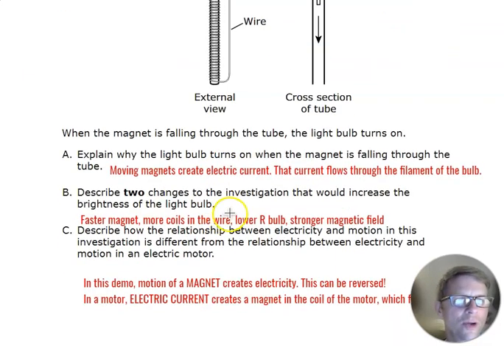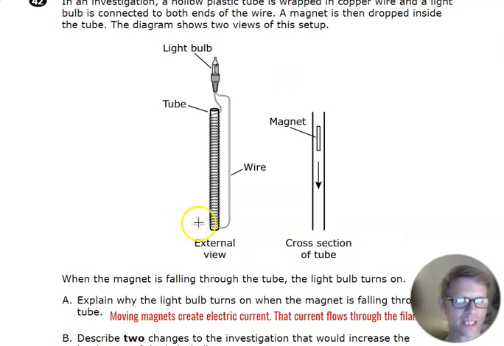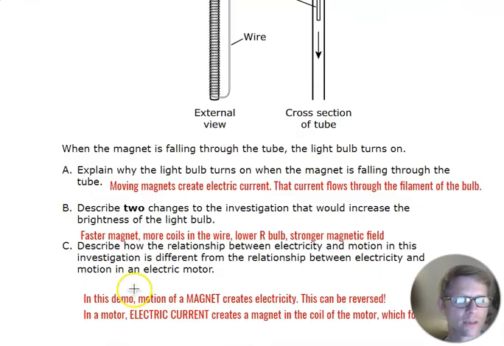Number 42, we're dropping a magnet. And remember that a magnet, current and magnetism go together. Electrical current, there you go.